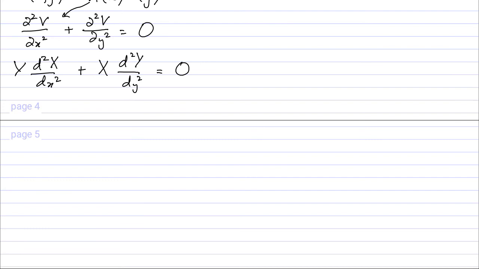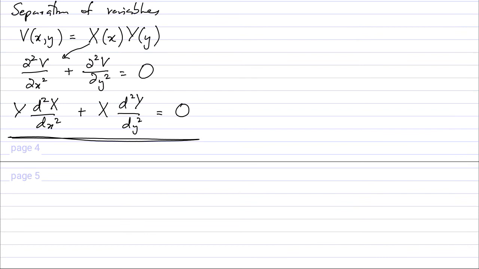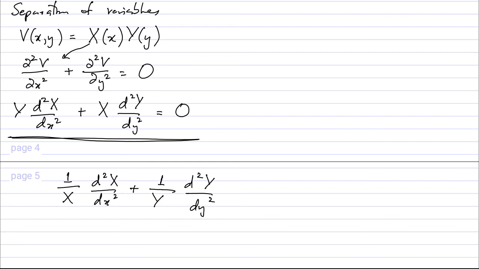Then the next step is that you divide throughout this equation. Remember, capital V is just capital X times capital Y. But the right hand side, of course, remains 0 when you divide by capital V. You divide by capital X times capital Y, and you end up with 1 over X times the second derivative of X, plus 1 over Y times the second derivative of Y, equals 0. And now comes the key step in the separation of variables technique.